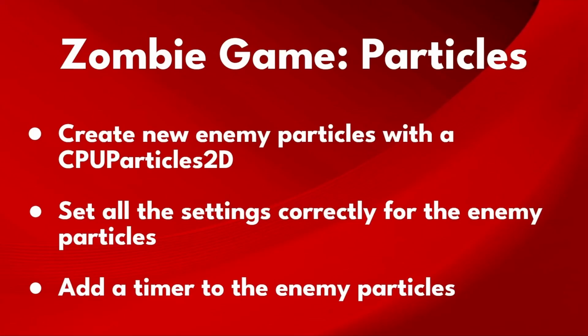All right, so in this section, we're going to create the enemy particles. We're going to start off by creating a new particles using the CPU particles 2D. This is something Godot gives us to help make particle systems a lot easier. Then we're going to make sure all the settings are correct for the particle system. After that, we're going to add a timer for the enemy particles as well. Let's go ahead and jump right in.